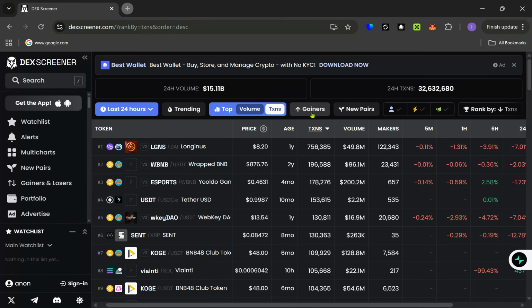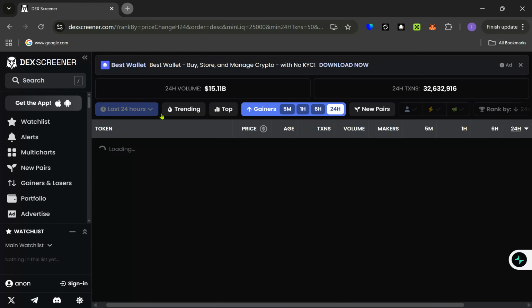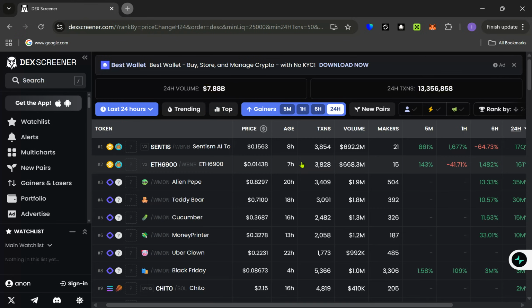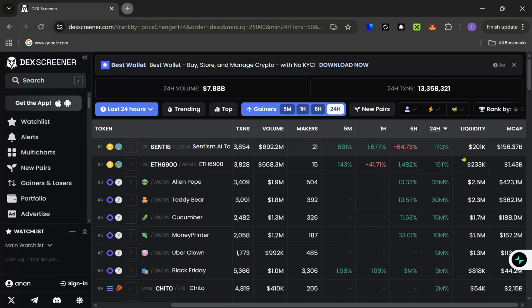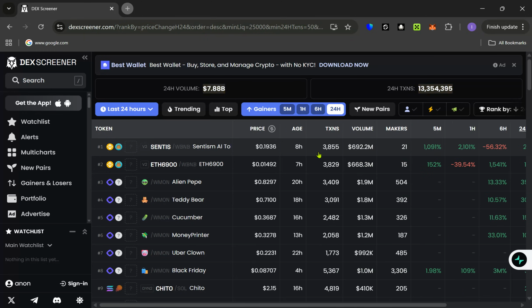Also, you can see the top gainers. Remember, still within 24 hours. So the tokens that have the highest percentage gain within 24 hours. So if you look at it, this is how it looks, the percentage that they got within 24 hours. So actually, this is another one again.